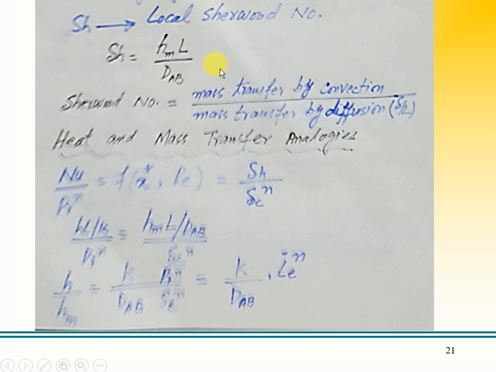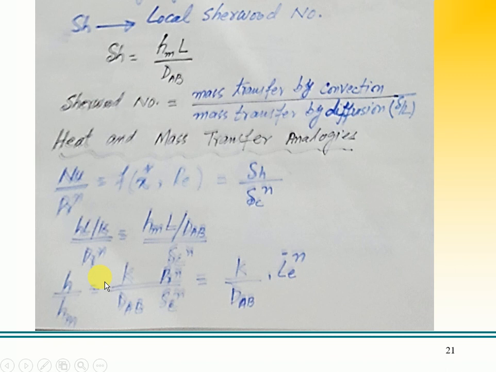So, heat and mass transfer analogies. We wrote the Nusselt number over Prandtl number raised to power n as a function of x star and the Reynolds number, and the Sherwood number over the Schmidt number raised to power n, and they are similar. This term comes from convective heat transfer, and this term is for the mass transfer. So this is hL by k in the Nusselt number over Prandtl number, and this is Hm L by dAB over the Schmidt number.